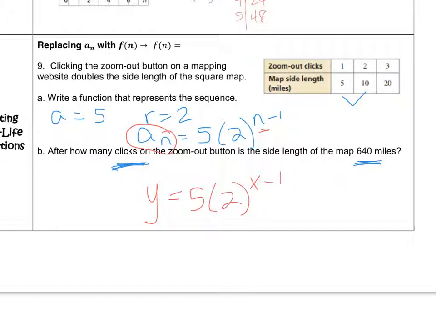Now if I put that in the calculator and go look at my table, when x equals 8, y equals 640. So I know it's going to take me 8 clicks to get my map to the 640 miles.